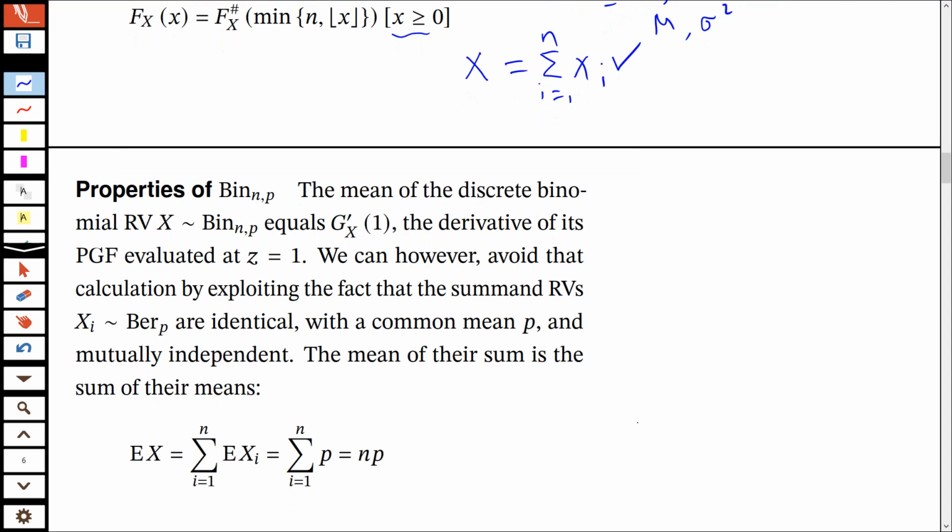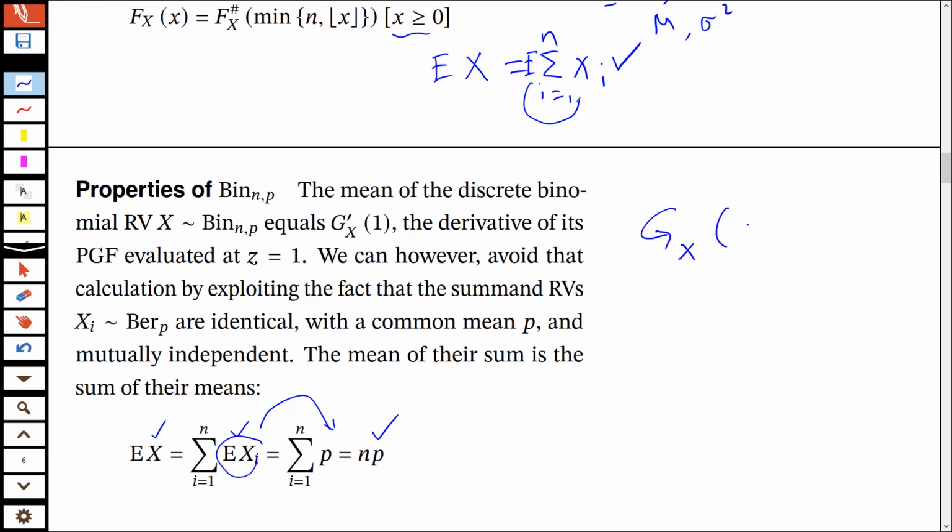I can simply apply the expectation operator to X, which is the sum. We know it's a linear operator, so it can go inside the sum and I will have a sum of expectations. Each one of them I know is P, because they are all Bernoulli, and the expectation of a Bernoulli random variable is P. So I will just add this P n times and I will have n times P. That's my expectation. Of course, if you want, you can also use the PGF for that.